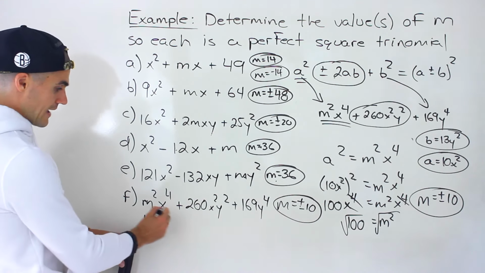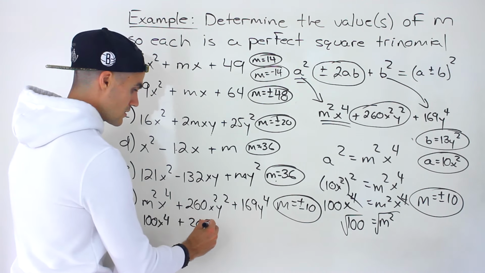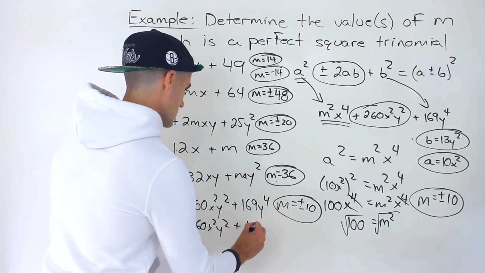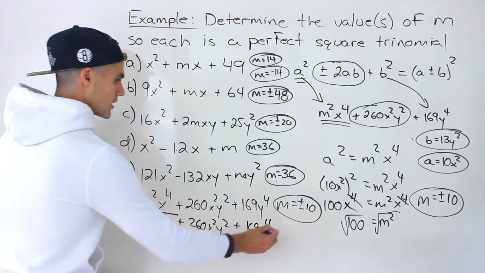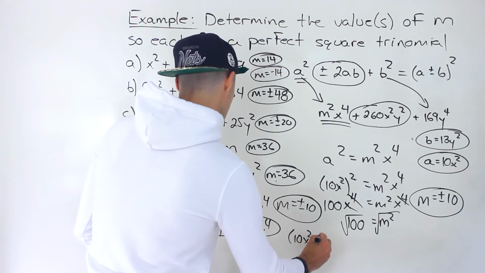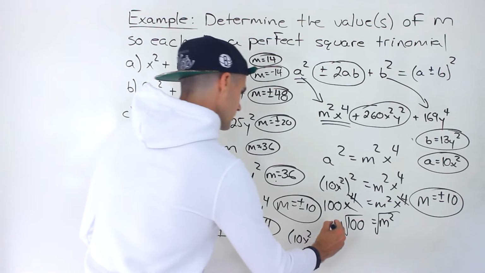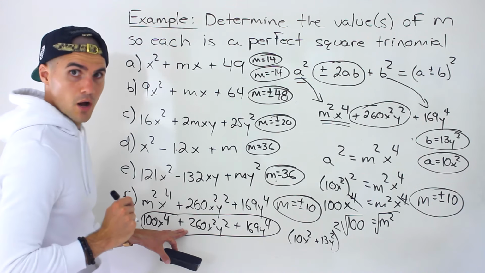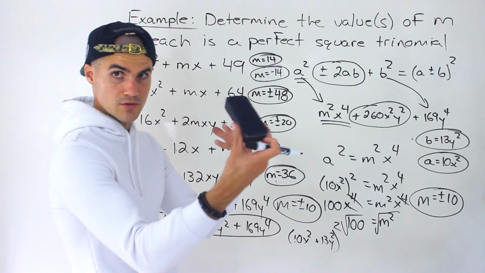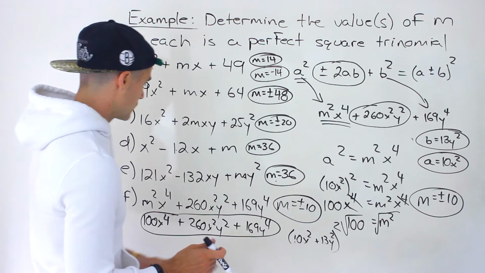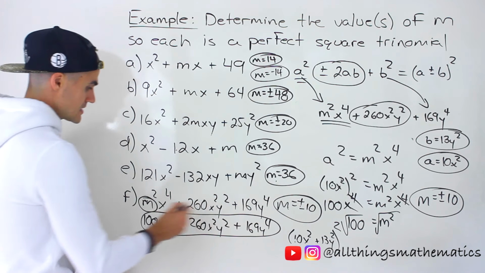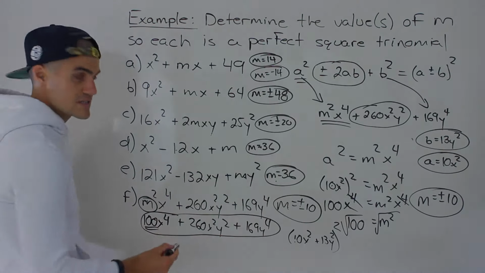And so if this is 100x to the 4, that's the first term, then this expression would end up being a perfect square trinomial. I think what it would factor to would be 10x squared plus 13y squared. Right, if you actually did decomposition on that, you'd end up factoring into those two factors, 10x squared plus 13y squared. So there's going to be two of them that are multiplying. That's not what the question is asking for. They were asking for what m value here would make this a perfect square trinomial. Well, the m value would be plus or minus 10, because plus or minus 10 squared would give us that positive 100.